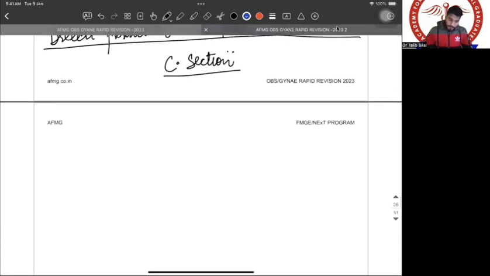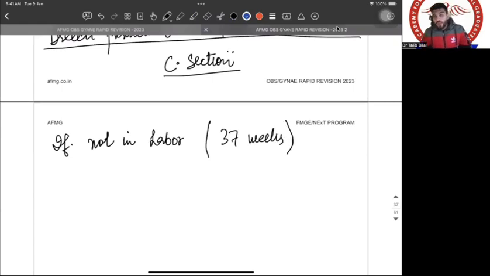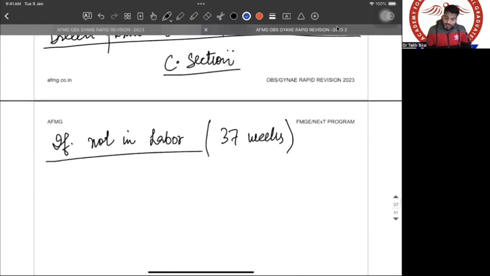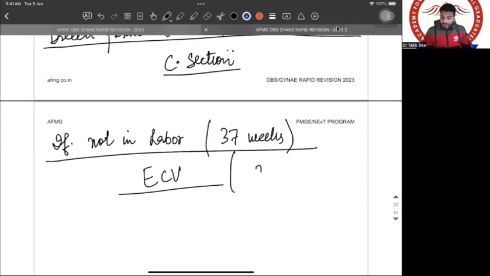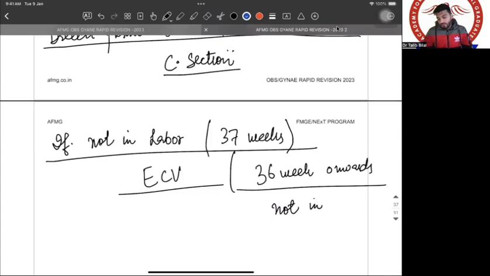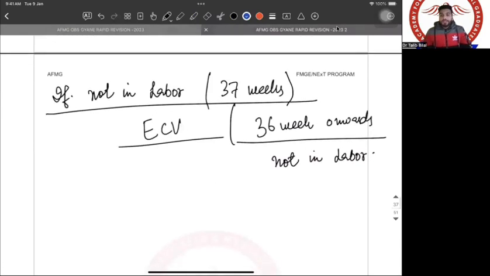Number second thing, guys, if not in labor, around 37 weeks, if she's at 37 weeks and she's not in labor, your answer will be ECV, external cephalic version. So ECV you have to do, guys, from 36 weeks onwards, but the condition is she must not be in labor. If in labor, guys, you have to do the cesarean section.